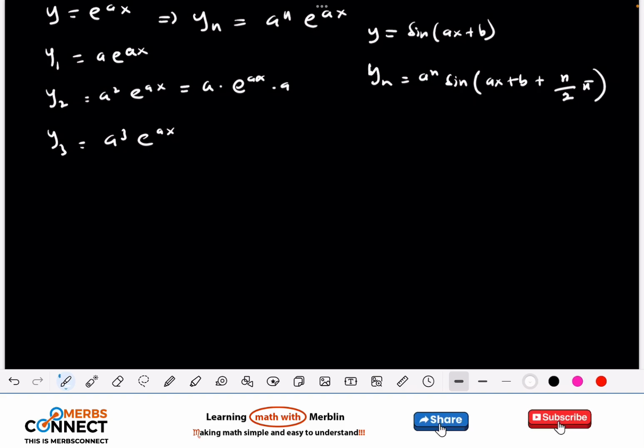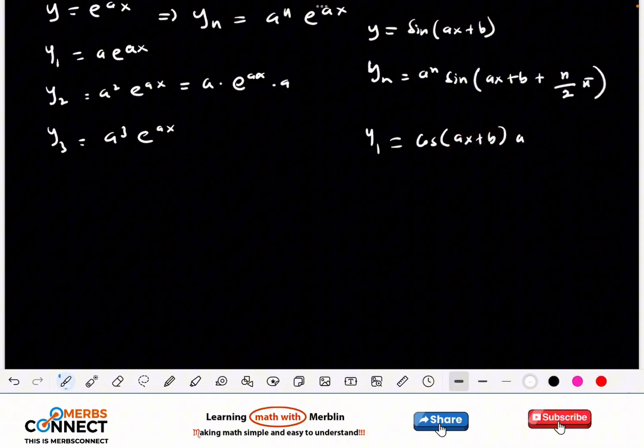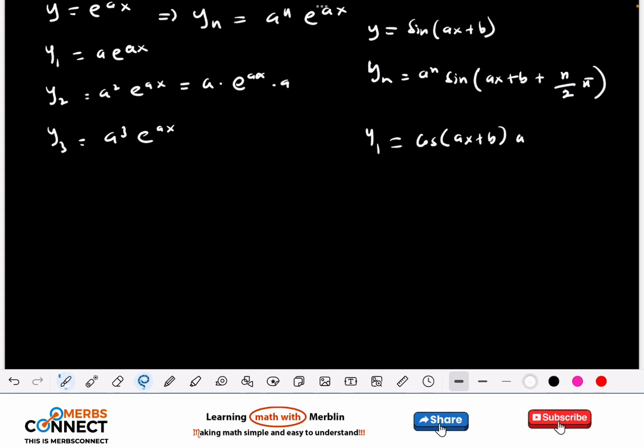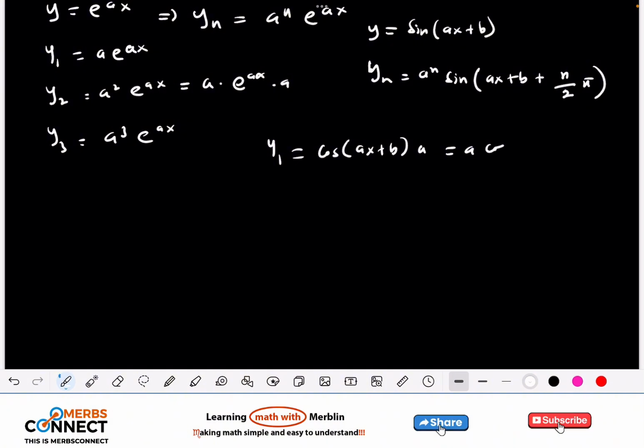So with this one, this is how I did it. I'll first pick y1. So y1 is going to give us cos(ax + b). Then I need to differentiate what is inside, which is going to give us a. So y1 is going to give us a cos(ax + b).